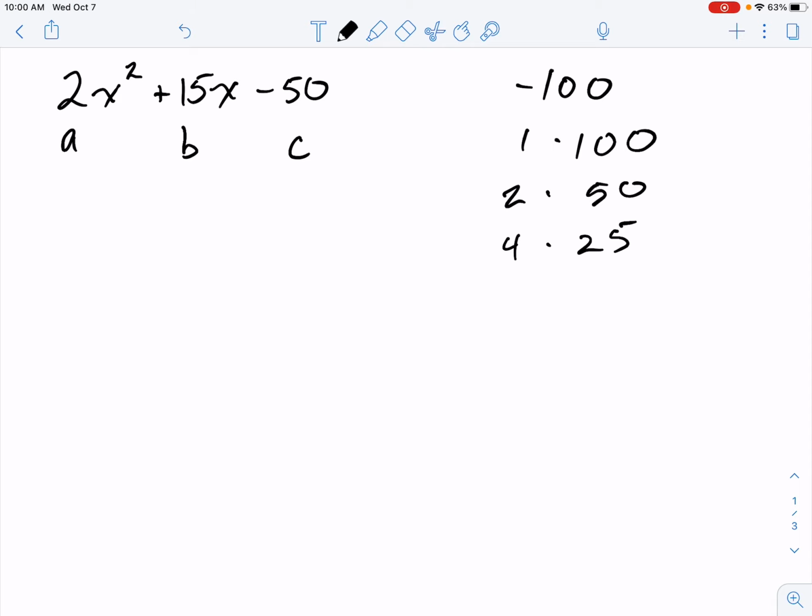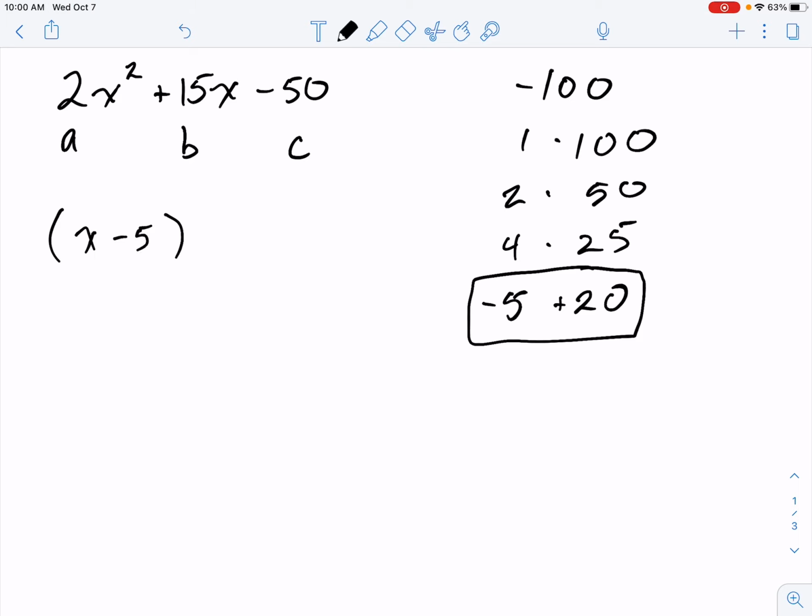Looking for ones that will add up to 15. 5 times 20, I believe that's it. So if you had a positive 20 and a negative 5, those will add up to 15. You look at the leading coefficient. Leading coefficient here is 2. We're going to divide both of these by 2.